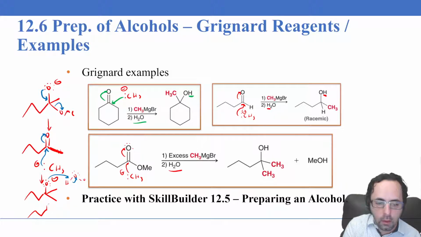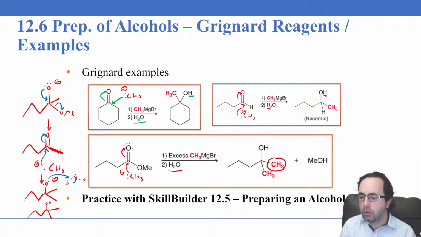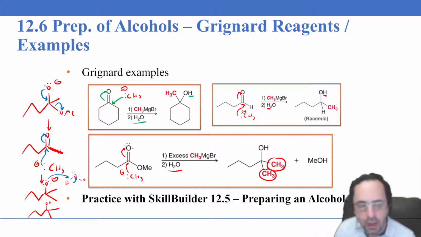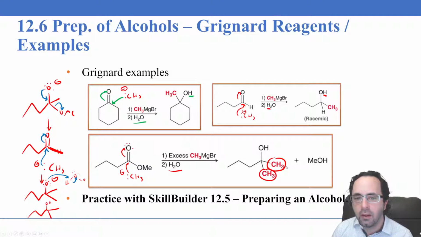And then finally we have our final product, which is the alcohol and then the 2 methyl groups. And that's this one right here. So we added 2 methyl groups. So when you have an ester, just like with the hydride ion, we can add 2 hydrides. With the ester, we can add 2 methyl groups by the Grignard.